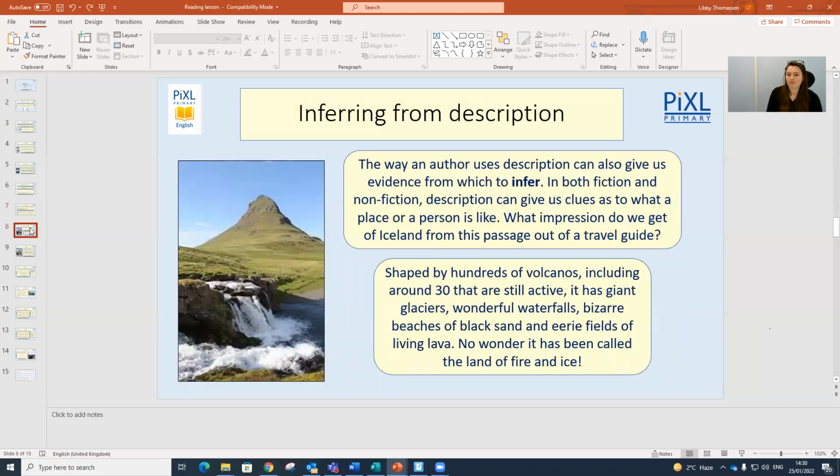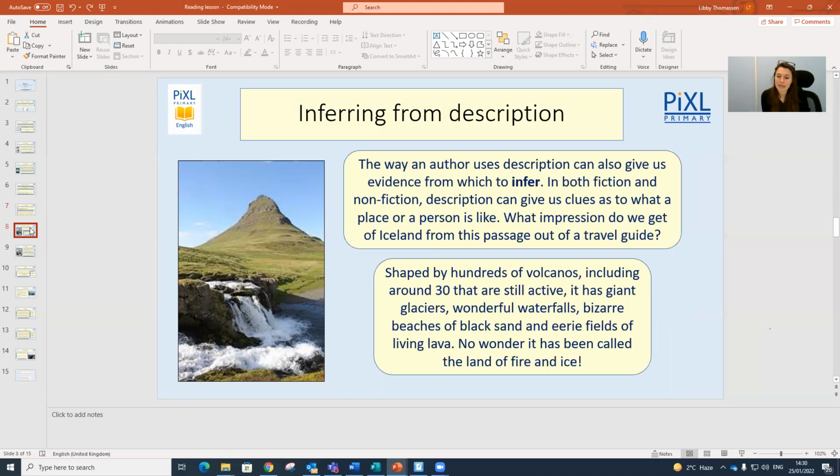Okay, final bit of inference, inferring from description. Now, we've been looking at descriptive writing in English, or you will be if you haven't watched that video yet, but this also gives us clues. So let's think about what impression we get about Iceland from this travel leaflet.